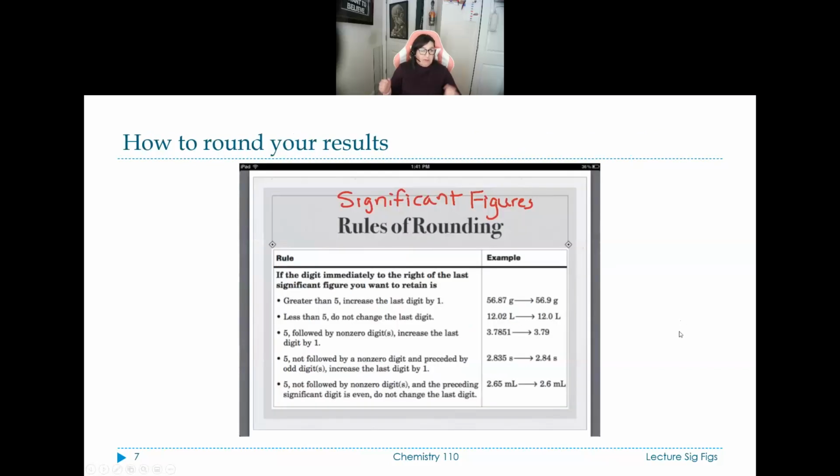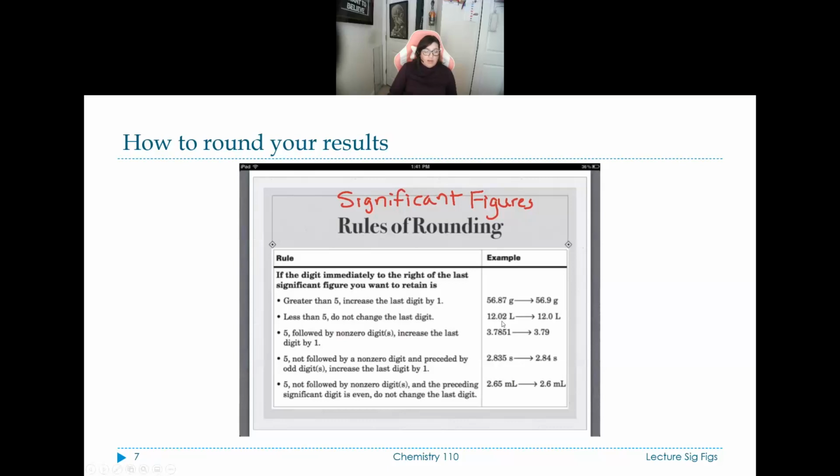Now, rounding. We talked about rounding. Yes, we need to do this, but I already know how to do this, right? Not so much. Parts of it, yes, but there are additional rules that we use when we're talking about sig figs that you don't normally use. So if I have a number, 56.87, that I want to round to the first decimal place, my last digit is 7, so I should round up to 9. Okay, awesome. I can do that. That's rounding up.